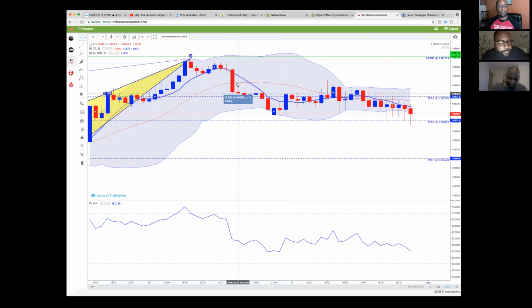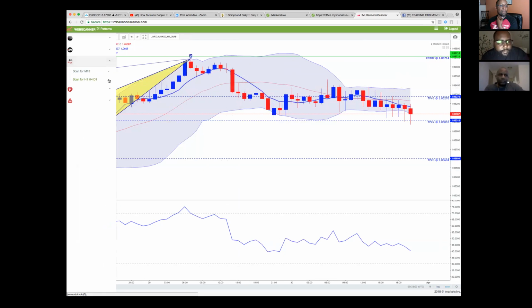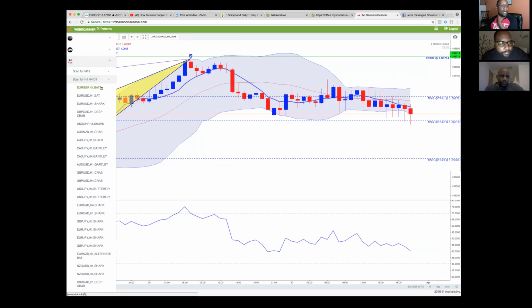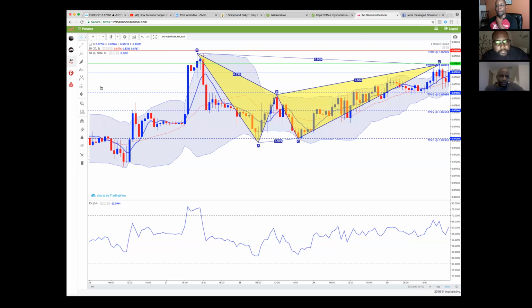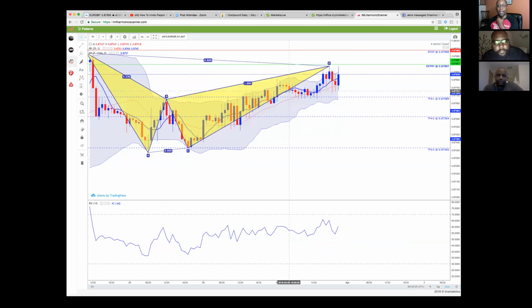Looks promising. I'm trying to see here. Right. So let's look at another one. I'm gonna pull up another one so we can see what else we got here, and we're gonna talk about it. Let's look at this Euro GBP. Oh, that's a bat. This is a bat pattern. Yeah, that's a bat pattern right here. We're gonna look at this one right here.